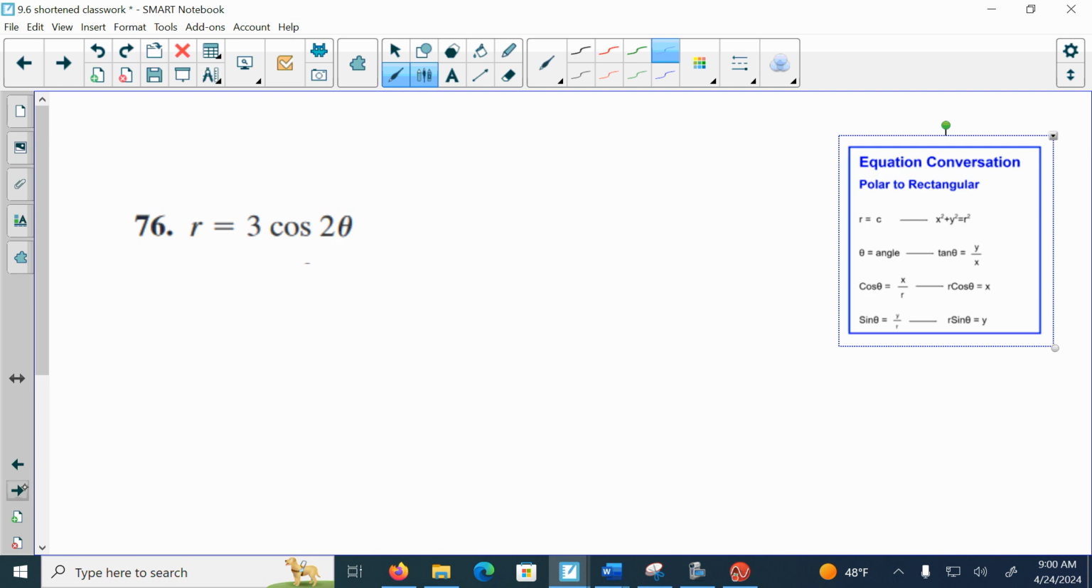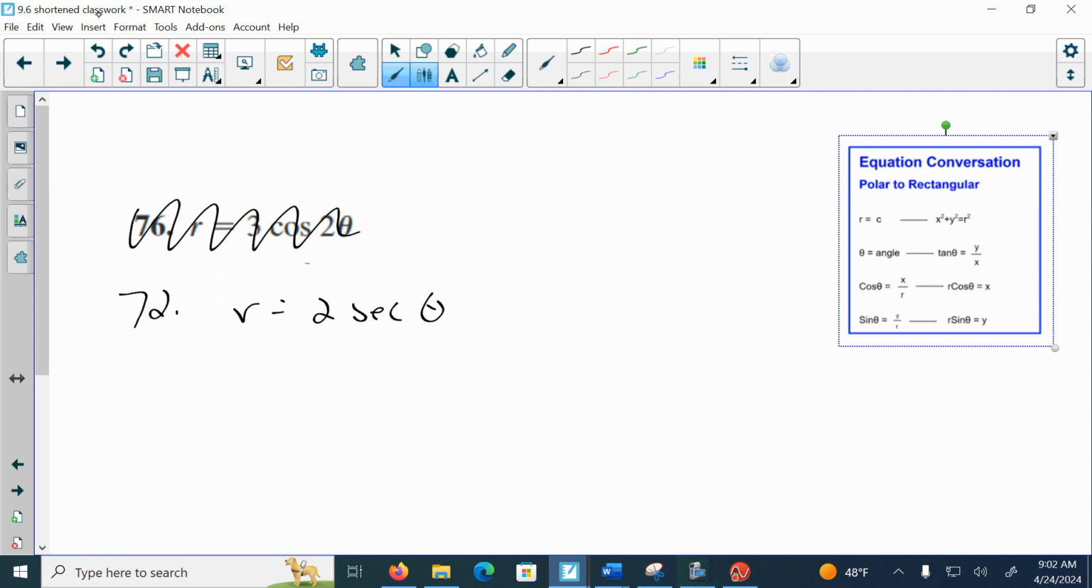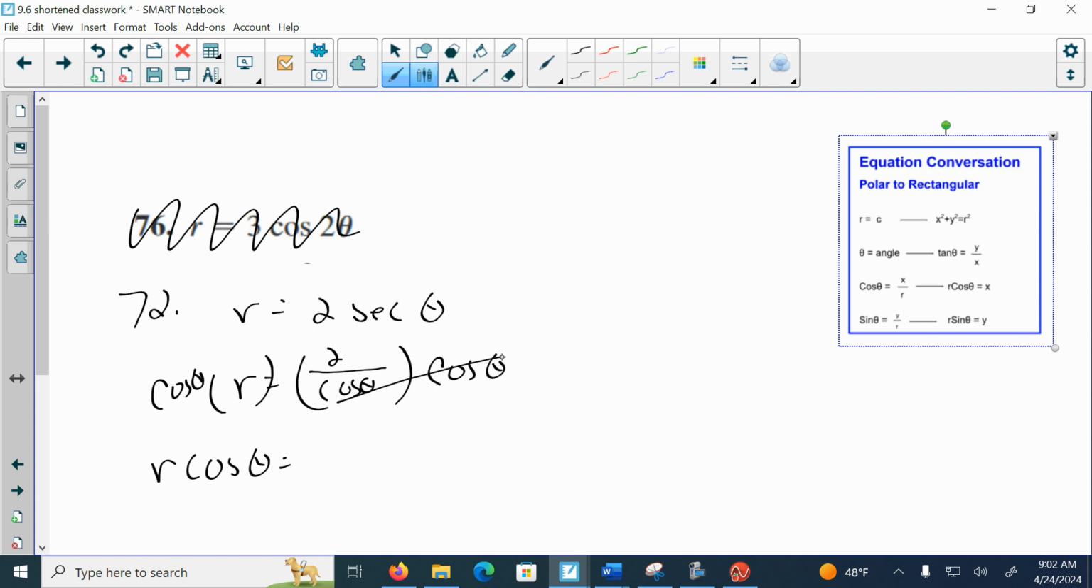This one, I have an r on one side and a cosine on the other side. Okay, we're taking off 76 and replacing it with 72. So this one, I have r is equal to 2 secant theta. So I'm going to think of this as r is equal to 2 over cosine theta, because the reciprocal of secant is cosine. And then I'm going to multiply both sides by the cosine of theta. Now on this side I have r cosine theta is equal to 2. R cosine of theta is x, so this will be x is equal to 2.